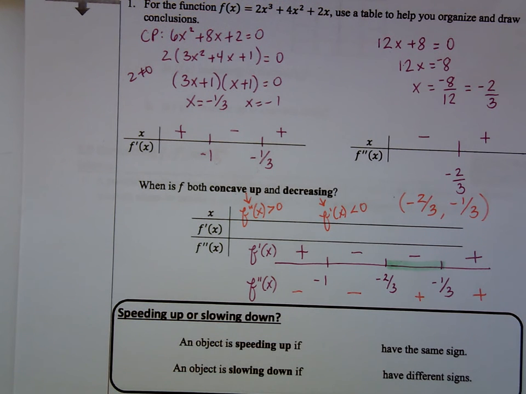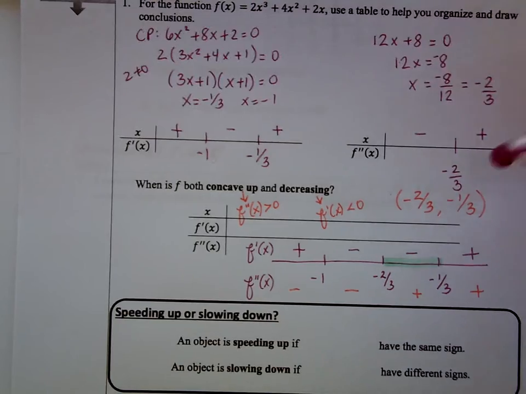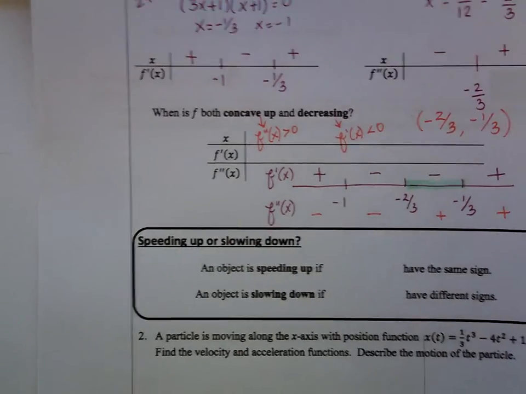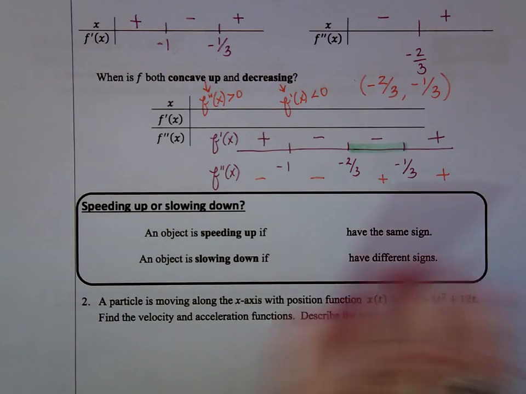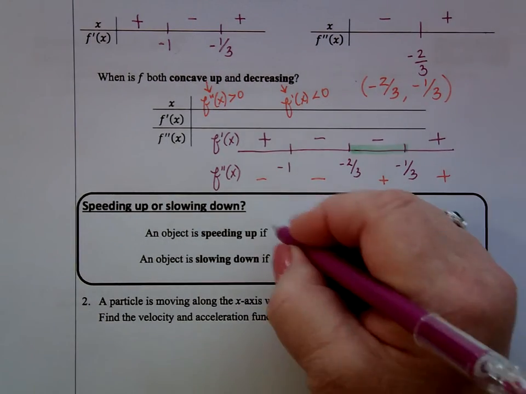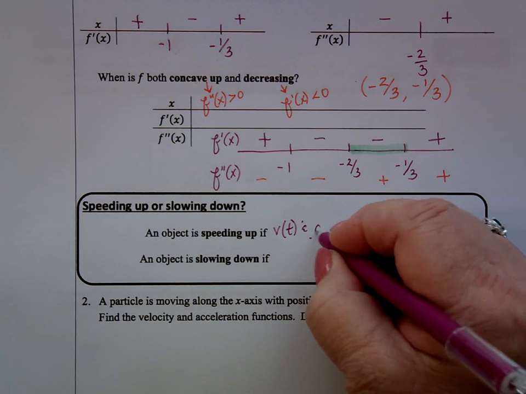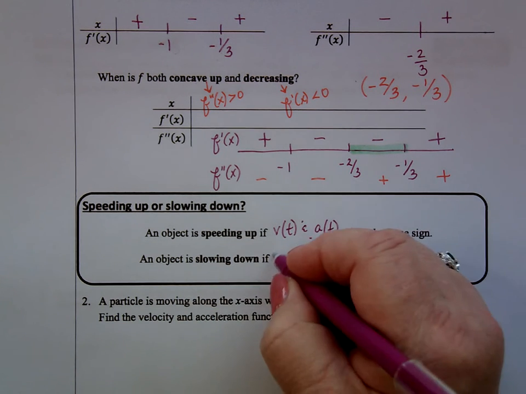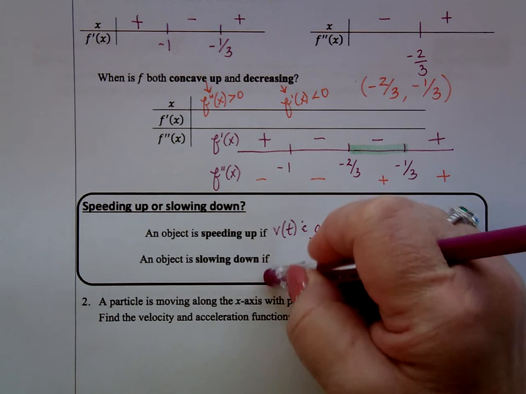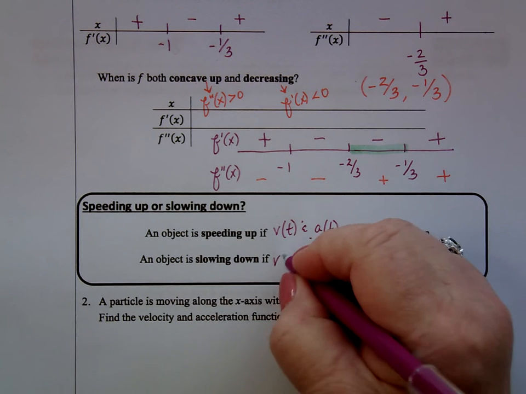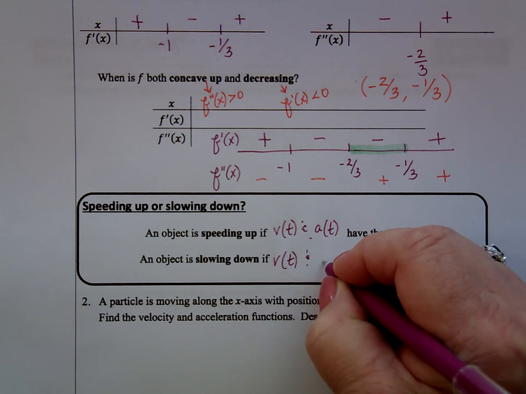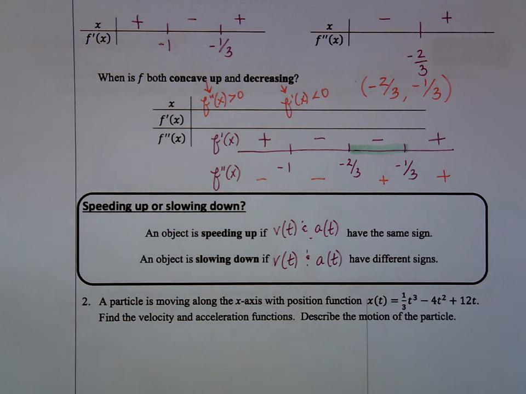That's it. Now a lot of times they'll ask you questions about, is this thing speeding up or slowing down? So let's remember again about how that works. We've done those before. An object is speeding up if the velocity and acceleration have the same signs, and it's slowing down if my velocity and acceleration have different signs. So I'm comparing first derivatives and second derivatives.